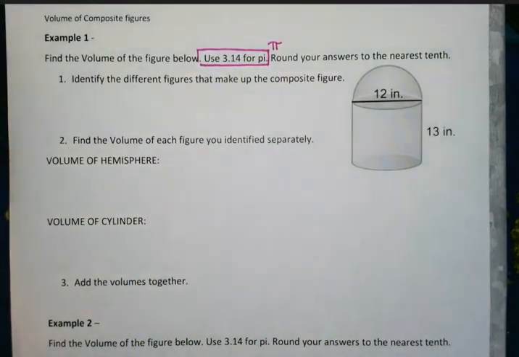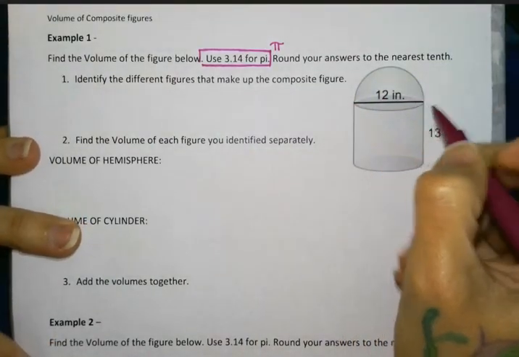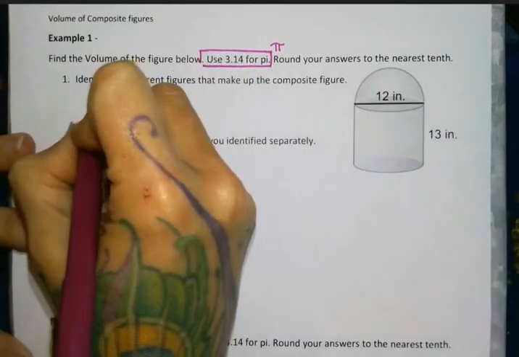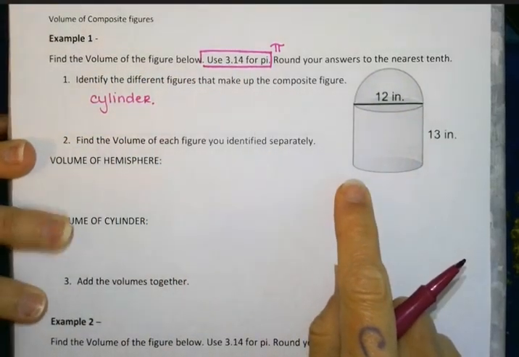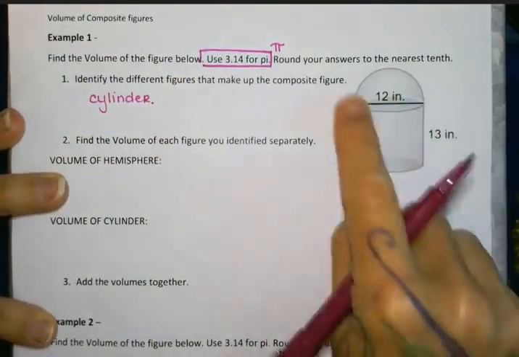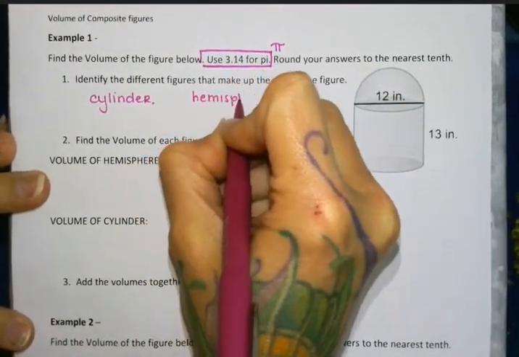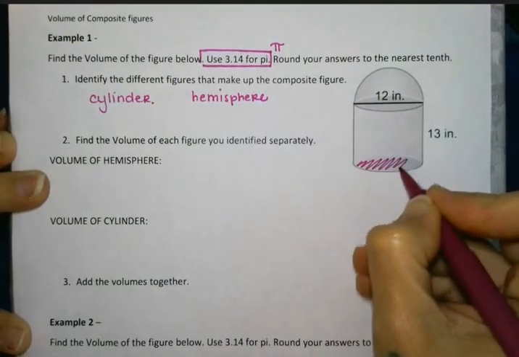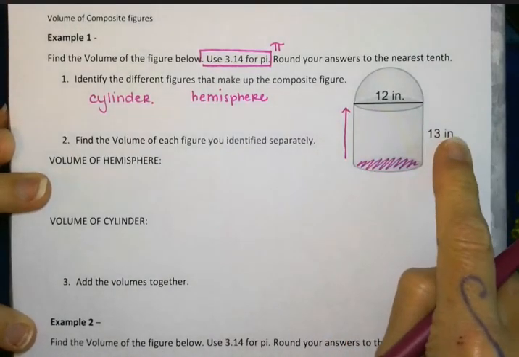So identify the different figures that make up the composite figure. I like to associate these with things you know around the house, like a Campbell soup can. So I have a can here, a cylinder, because it's a prism with a circular base. And then I also have a sphere, but it's not a whole sphere. It's going to be a hemisphere, so half a sphere. We're going to use our sphere formula, but cut it in half when we're done. For the cylinder, you find the area of that circle, then count how many are in the stack, so multiply it by your height.